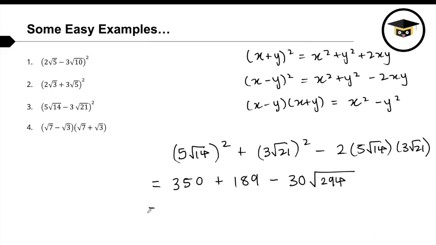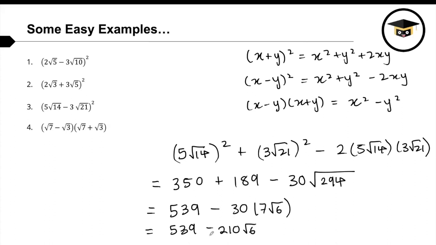Now, 350 plus 189 is equal to 539. And then we can simplify root 294 into 7 root 6. So then we can say 539 minus 30 times 7 is 210. So our final answer is 539 minus 210 root 6.